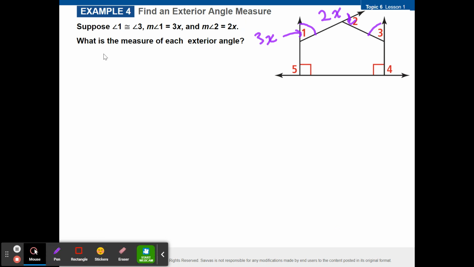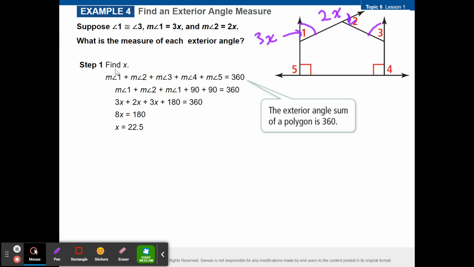All right, so if I look at this, now the exterior angles of a polygon sum to 360 degrees, so we know exactly what this is going to equal. So I'm going to set this up. We've got to find x. So we're going to have the measure of angle 1 plus the measure of angle 2 plus the measure of angle 3 plus the measure of angle 4 plus the measure of angle 5 all equals 360 degrees. Now we have some information to add, okay?